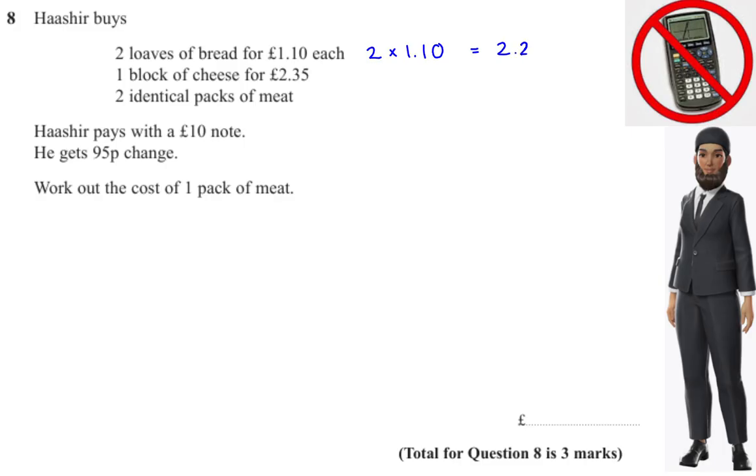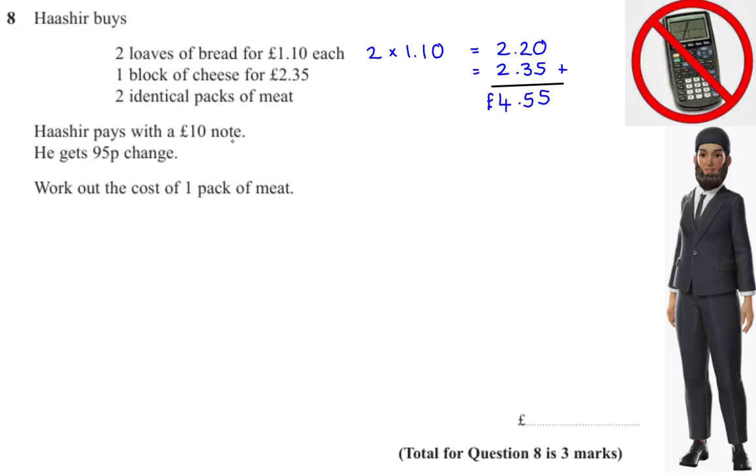And then he also purchases 1 block of cheese for £2.35. So that's just straight £2.35 over here. Let's add this up together. And this should give us £4.55. So if we add it up together, 0 plus 5 is 5, 2 plus 3 is 5, 2 plus 2 is 4, so it's £4.55.